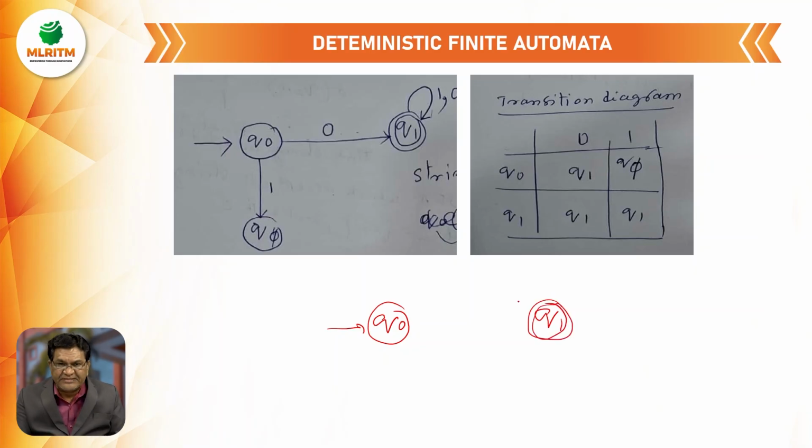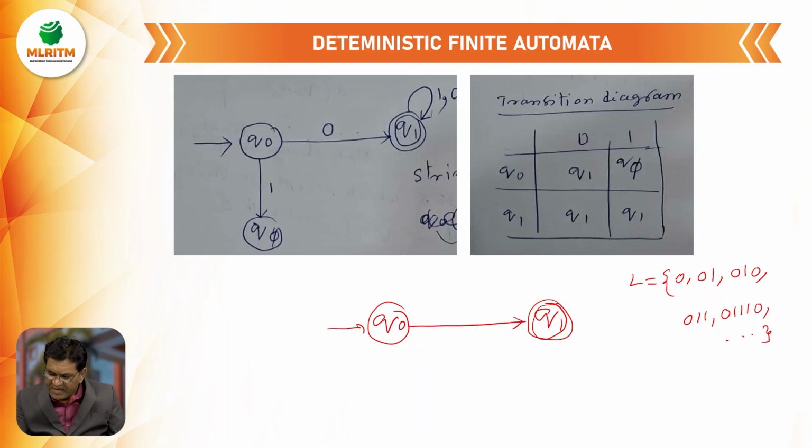What is the minimum length of this string? 1. Whatever strings you can write, they start with 0. Start with 0, then 1, 0. Start with 0, 1, 1. Start with 0, 1, 1, 0. And so on. The minimum length of this string is 1. So that's why it was written with 2 states.